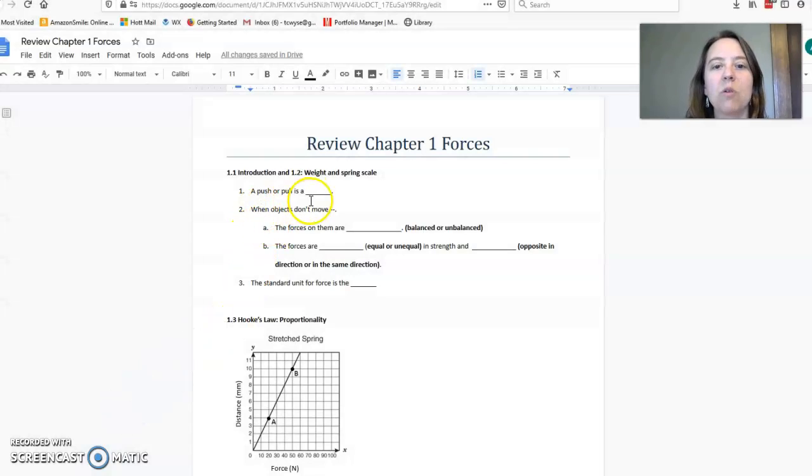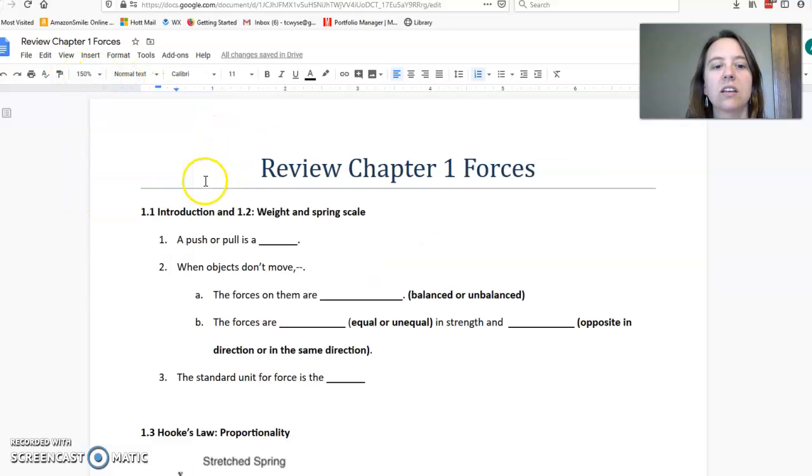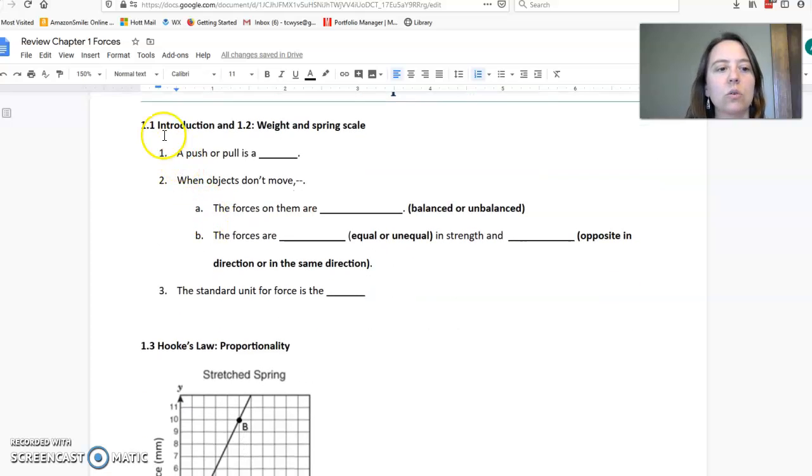So please take a moment and open up your review that looks like this, and we'll just walk through it together. So 1.1 and 1.2. A push or a pull is A. And if you're not quite sure what the answer is to that, you can find it in your notes. Same thing for number 2.